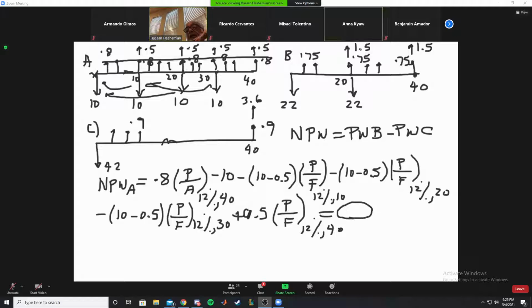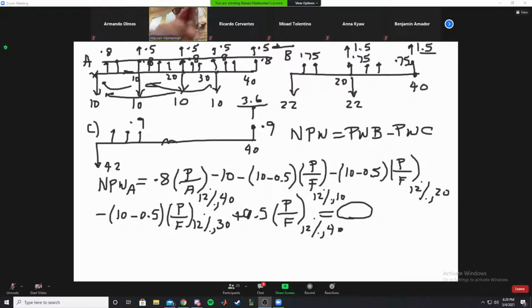Professor, is the last one 0.5 or is it 1.5? No, it's the 0.5 here. This is the one I'm talking about. The salvage value is 0.5. 1.5 is for the B, 3.6 for the C. Is that your question? Yeah. 0.5, yes. Okay.